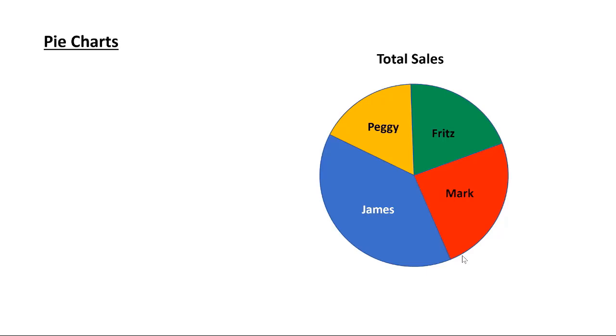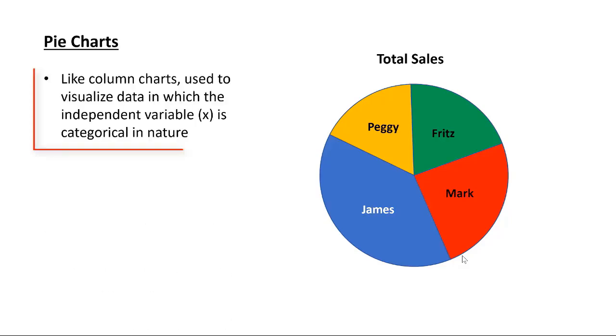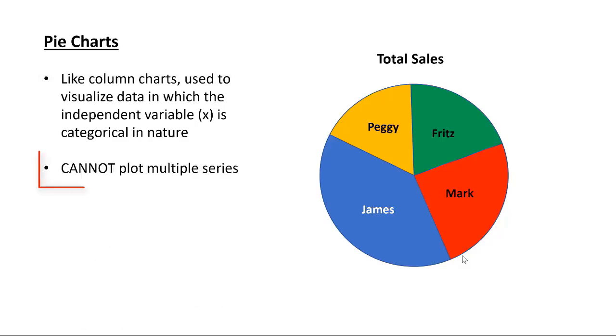Pie charts are a good way to visualize categorical data. For example, total sales here as a function of the salesperson. Like column charts, these are used to visualize data in which the independent variable is categorical. Unfortunately, you cannot plot multiple series easily using a pie chart. There are a couple of different types of charts known as donut plots and sunburst plots that do attempt to distinguish between different series, but for simple pie charts you cannot plot multiple series.